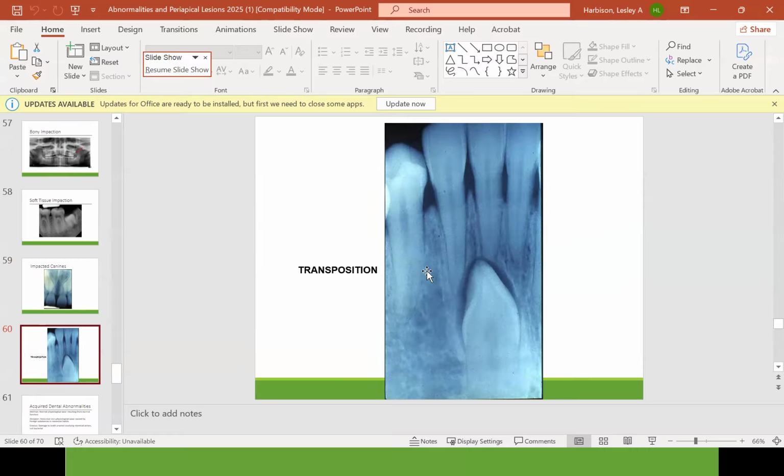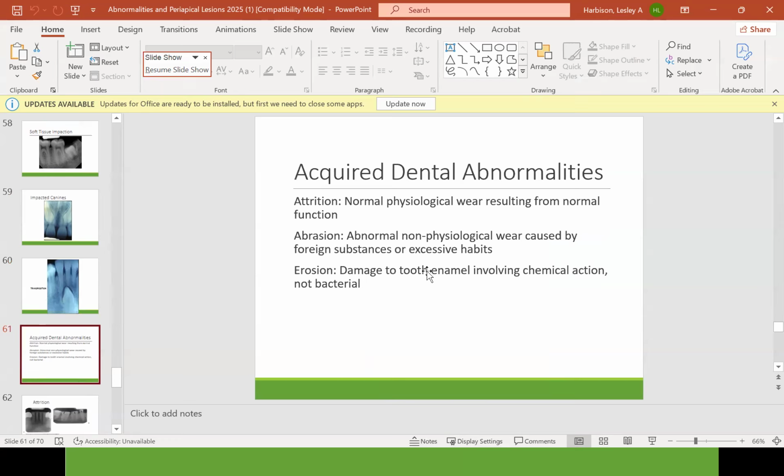And slide 60 is a definite case of transposition, because that canine wants to come up straight through the mandibular incisors. So that's an issue. And it even looks like it's resorbing the apex of that one tooth, which would be really bad.